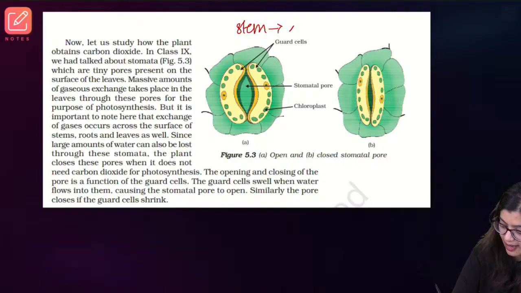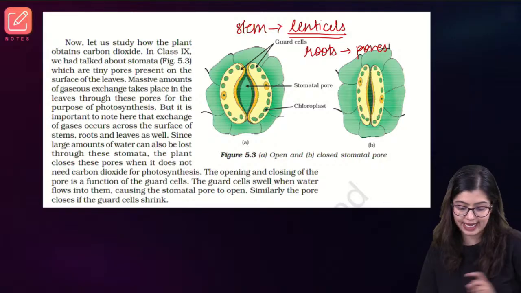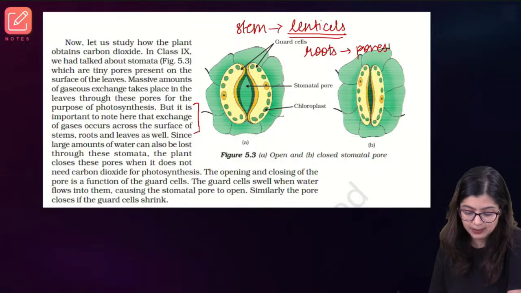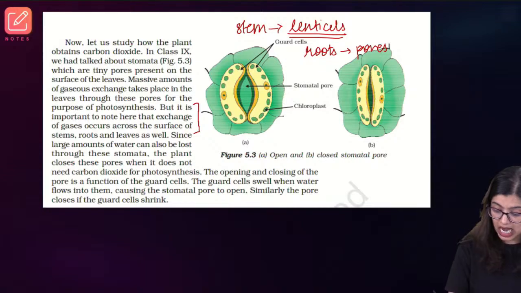In the case of stem, we see that there are these lenticels, structures for gaseous exchange, and in roots, we see that there are these pores through which gaseous exchange can take place. Yes? And of course, in this particular case, gaseous exchange happens in this manner. Now, of course, the opening and closing is a function of the guard cell, right?